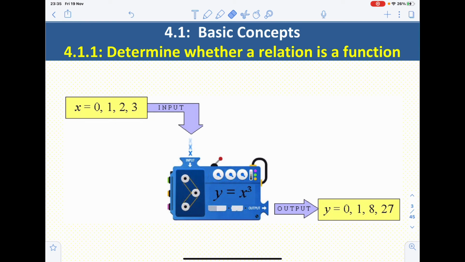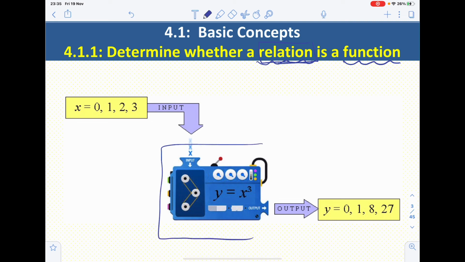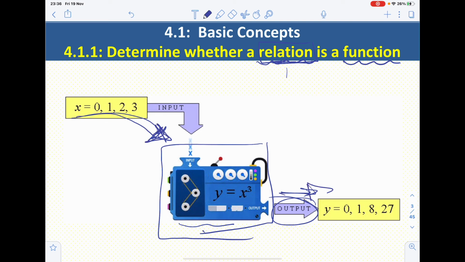Okay, so first of all we want to determine whether a relation is a function. In order to know that we have to know first what is a relation and what is a function. Okay, so imagine a machine, and every machine, as you know, we put an input in that machine and then we get the output. So the relation is working just like this machine. We put something in that machine to get another thing.